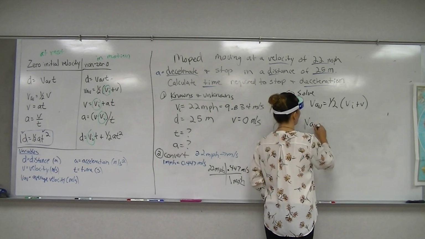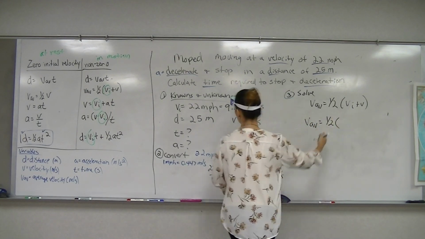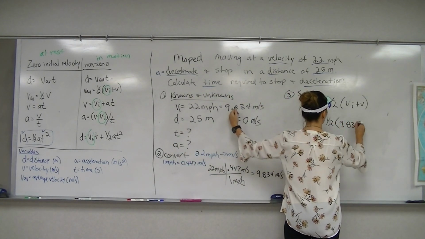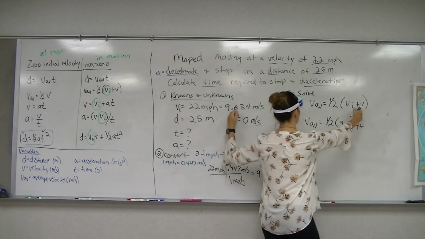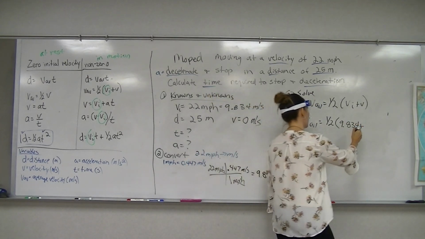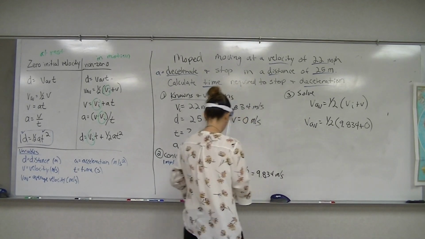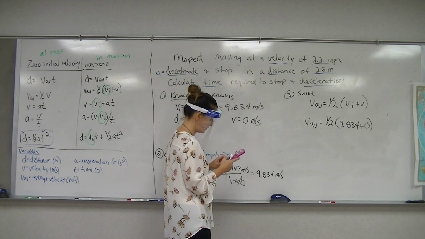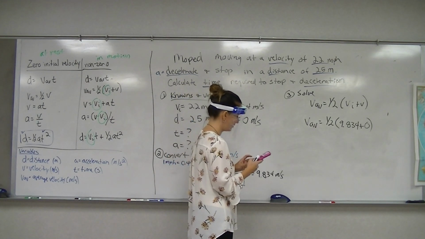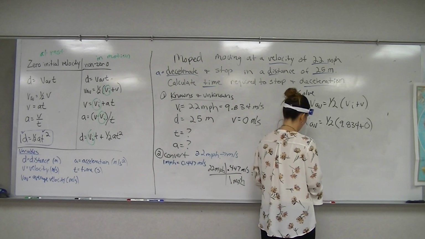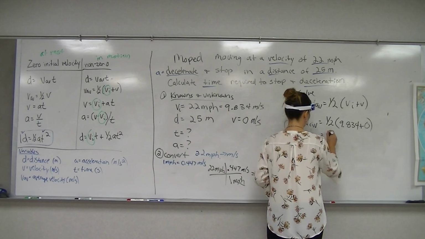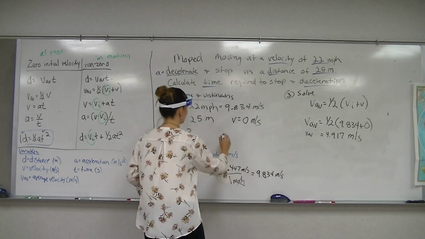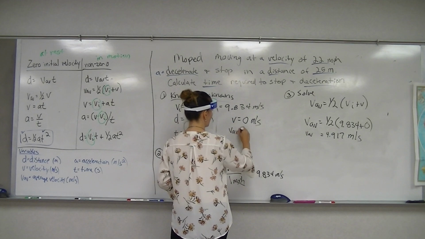So to solve for V average, I have my VI. Make sure you're using the meters per second version, 9.834, plus my final velocity. They were stopped, so it's just 0. So it's 1/2 of 9.8. Pretty easy one to solve for at least. 8.4 multiplied by 1/2, 4.917. Units are meters per second because it's still a velocity. So I'm going to add that to my knowns and unknown list over here.